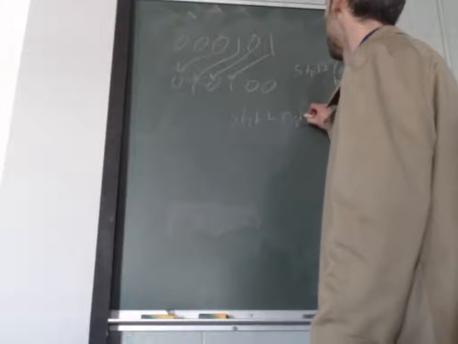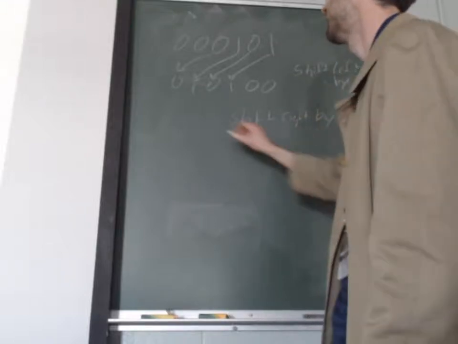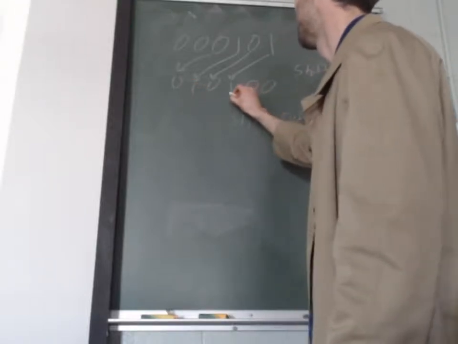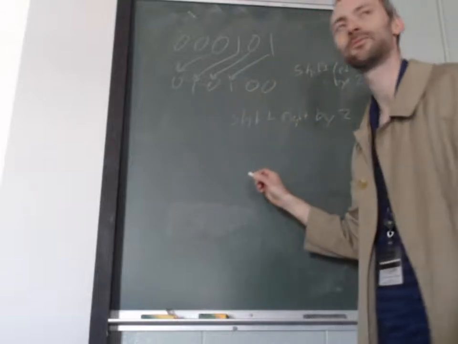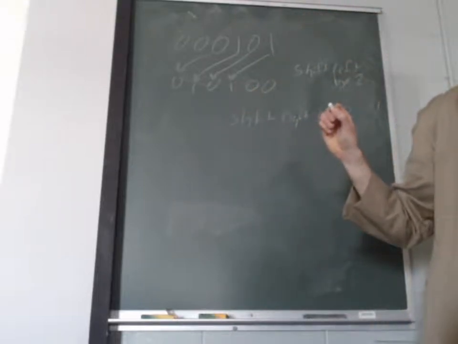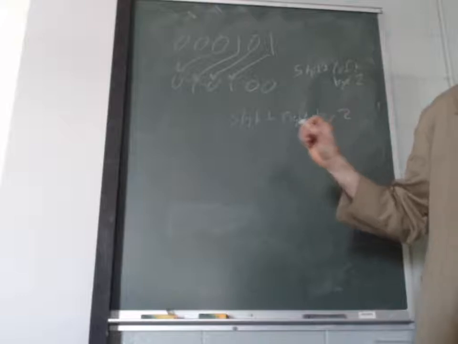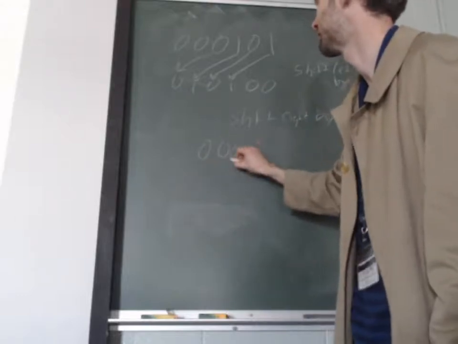All right. What if I shift right by 2? Well, then, what's the number? If we're doing the same number, it's 5. Yeah, it goes back to 5.